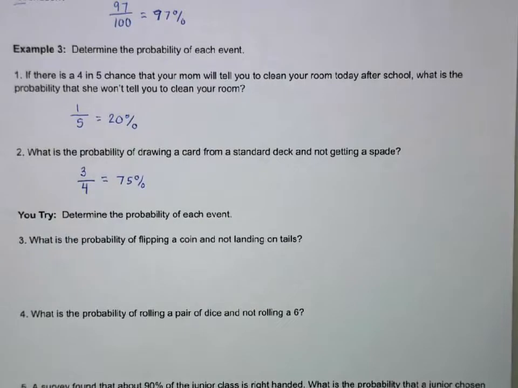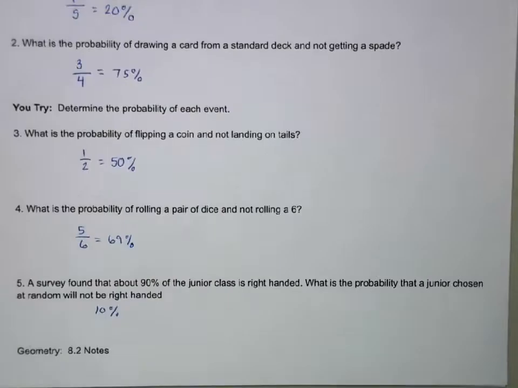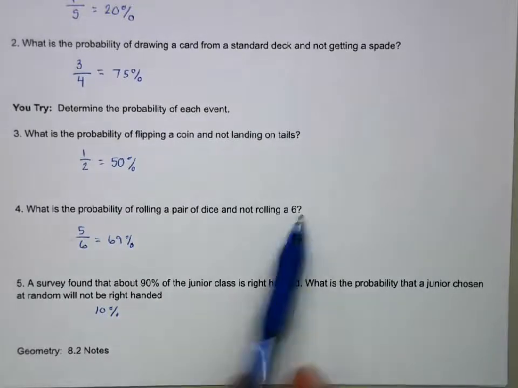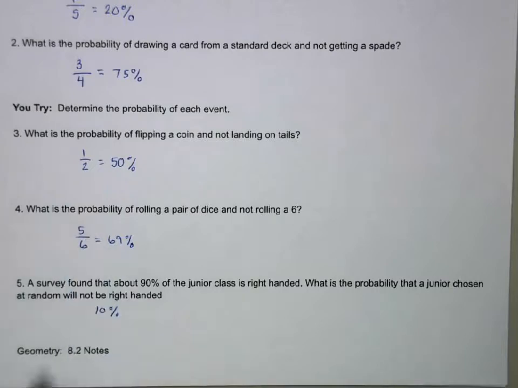All right, you try the next ones. All right, what is the probability of not landing on tails? Well, that's 1/2. Not rolling a 6 is going to be 5/6. And then if 90% are right-handed, that means 10% are not right-handed. So that is your introduction to probability.